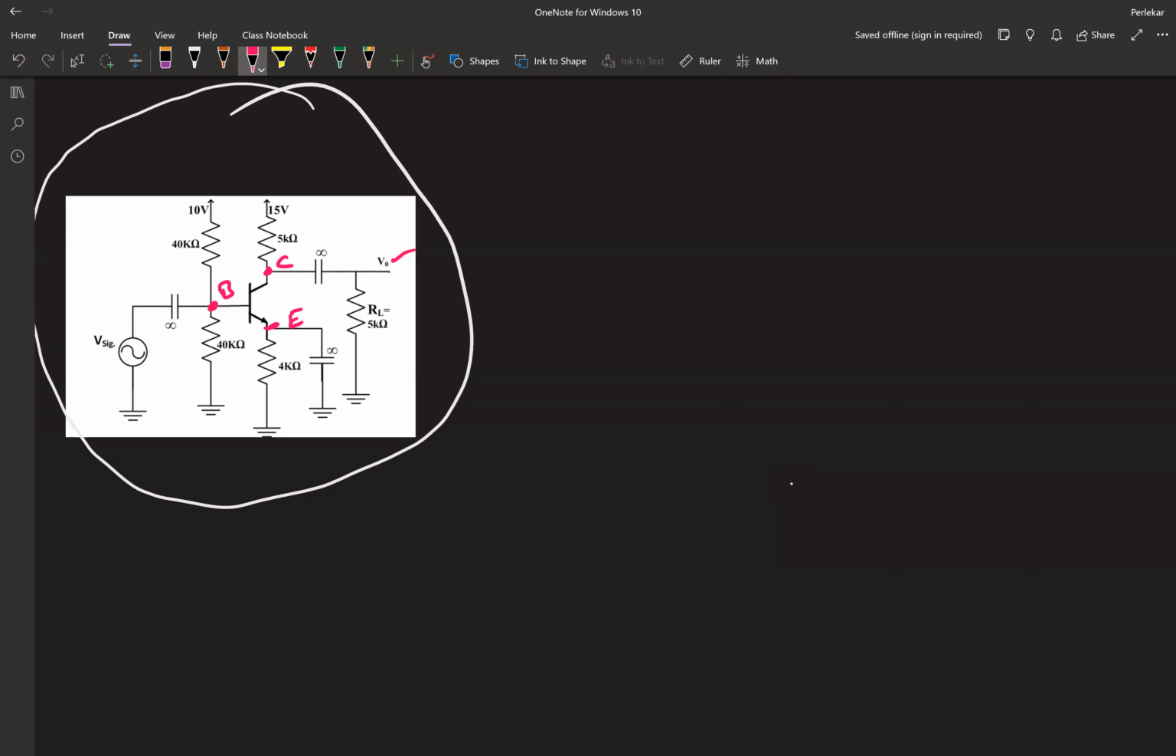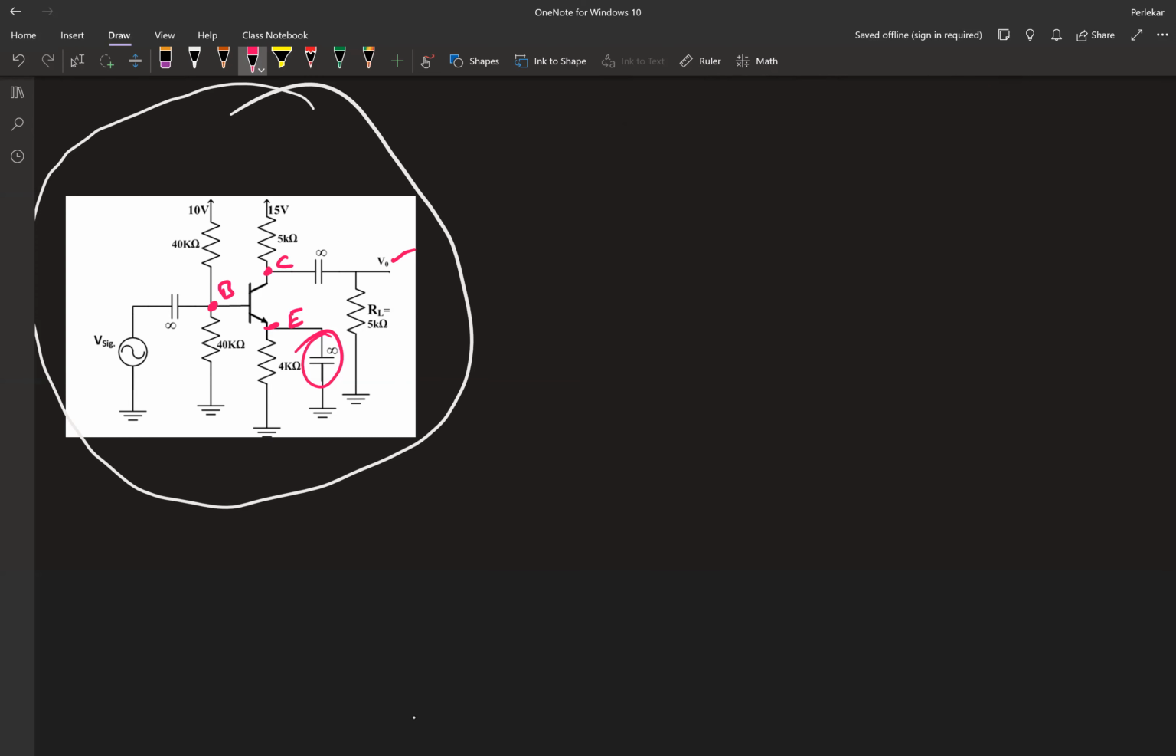Now, while doing AC analysis, if you have a capacitor connected to the emitter, that means this capacitor is going to act like a short circuit. So while doing AC analysis, the emitter is directly grounded. We can use the pi model. That makes our calculations simple.